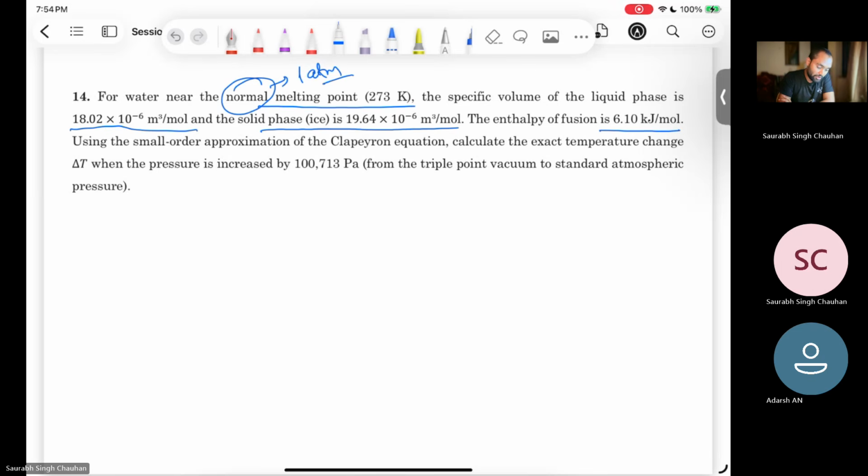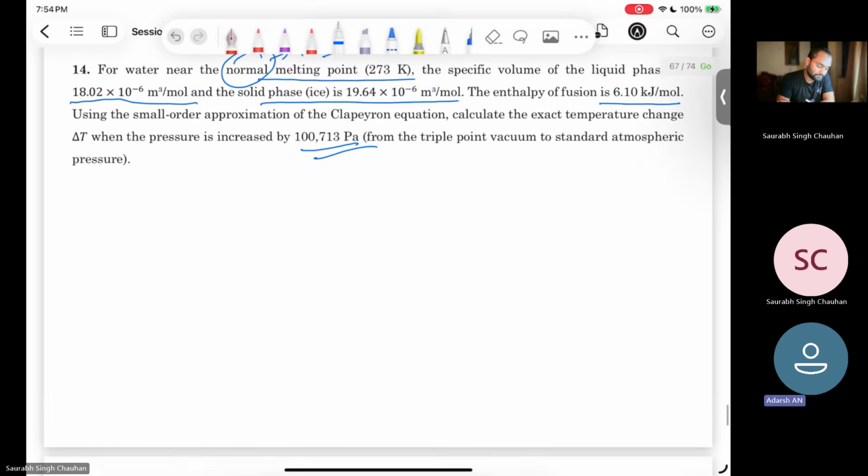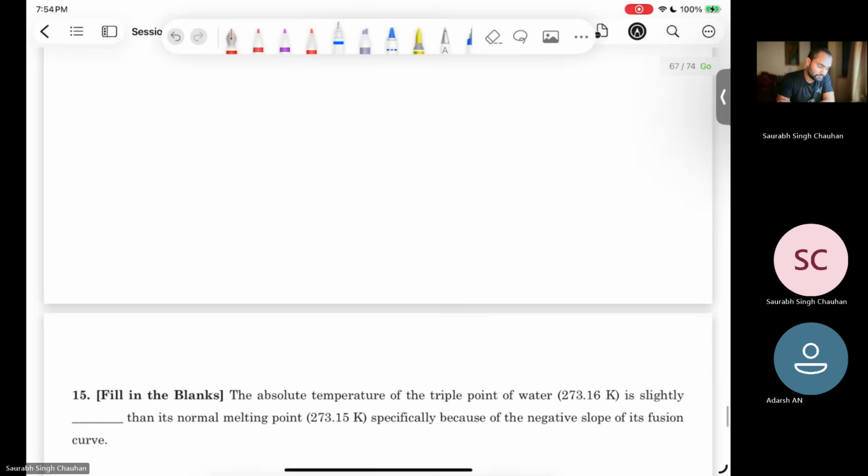Using the small order approximation of the Clapeyron equation, calculate the exact temperature change delta T when the pressure is increased by this. So this we can calculate.